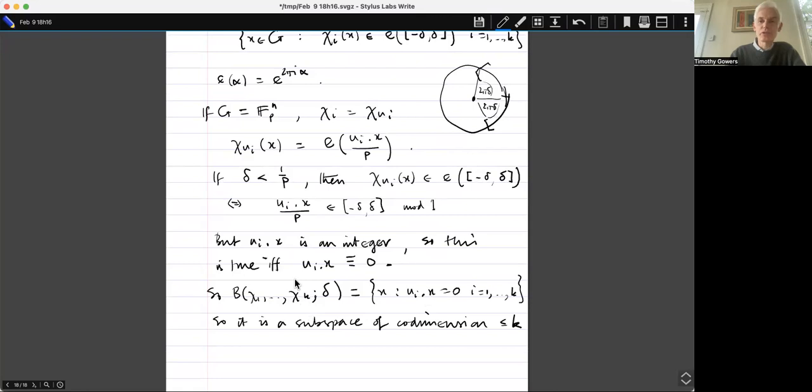So in that case, Bohr sets are subspaces, and what we'll find later on is that Bohr sets are a little bit like subspaces also in the case of cyclic groups, and they're also a bit like multidimensional arithmetic progressions, although they're not the same as either of those things.